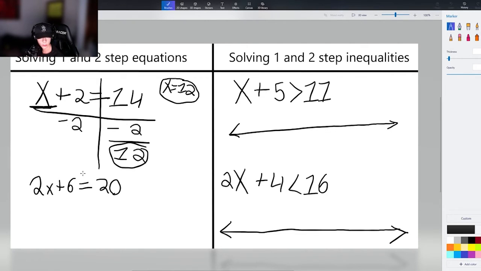And now for two-step equations, your first step will be essentially the same thing as for the first one. You want to minus 6. So minus 6 from this side, minus 6 from this side. So obviously you have nothing here, so that's gone. You can get rid of that. And then over here you will have 14.